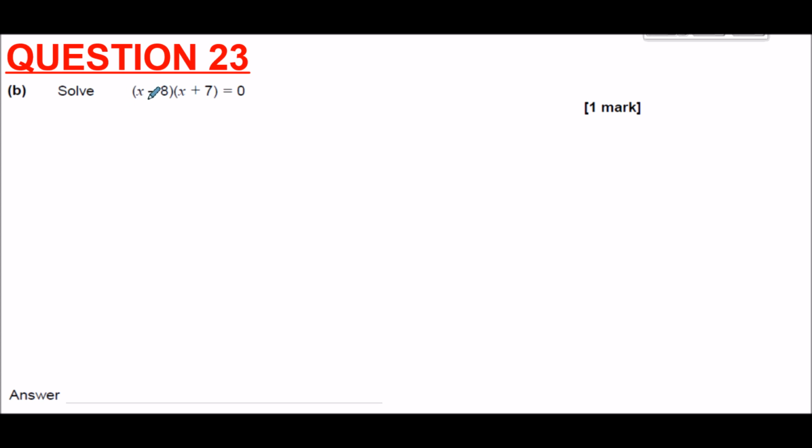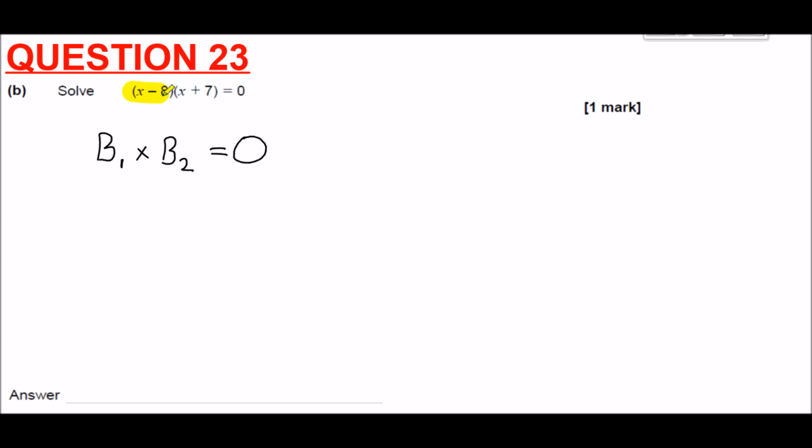Solve (x minus 8)(x plus 7). If you've got one x in one bracket, plus or minus a number, multiplied by another x in the other bracket, plus or minus a number, equal to 0, the quick way of doing this, I'll get to in a second actually. What it means is one bracket is being multiplied by the other bracket. So bracket 1 multiplied by bracket 2 equals 0.